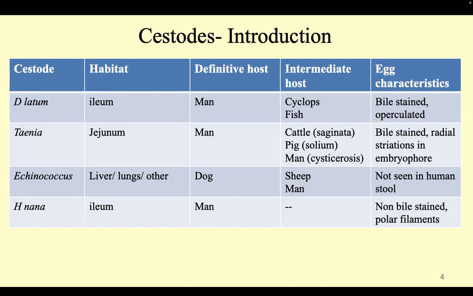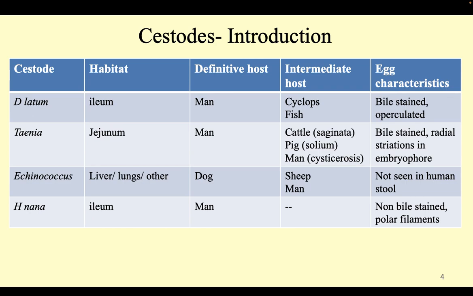Now we come on to cestodes. There are only four cestodes that we will be discussing, and these four are the most important cestodes of medical importance. First is Diphyllobothrium latum. Second is Taenia, in which we have Taenia solium and Taenia saginata. Then we have Echinococcus, in which we have Echinococcus granulosus and Echinococcus multilocularis. And last is Hymenolepis nana. We have already discussed that they require two hosts except D latum, which is the largest one, it requires three, and H nana, which is the smallest one, it requires only a single host.